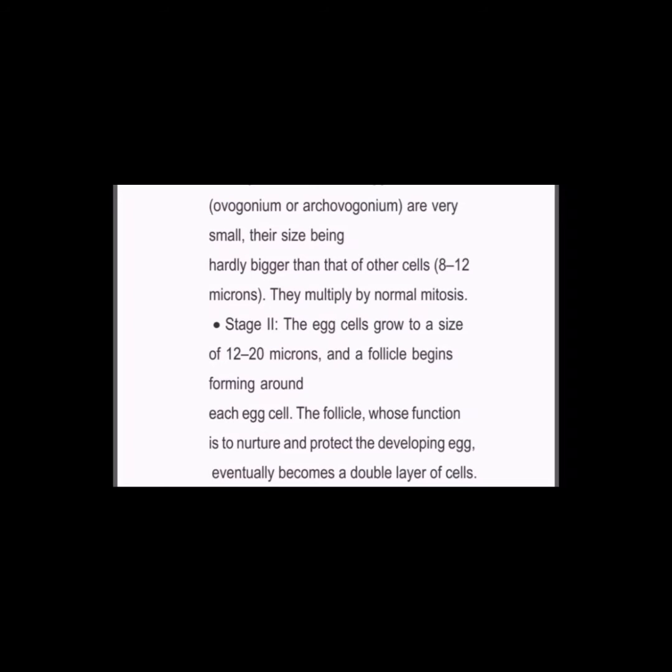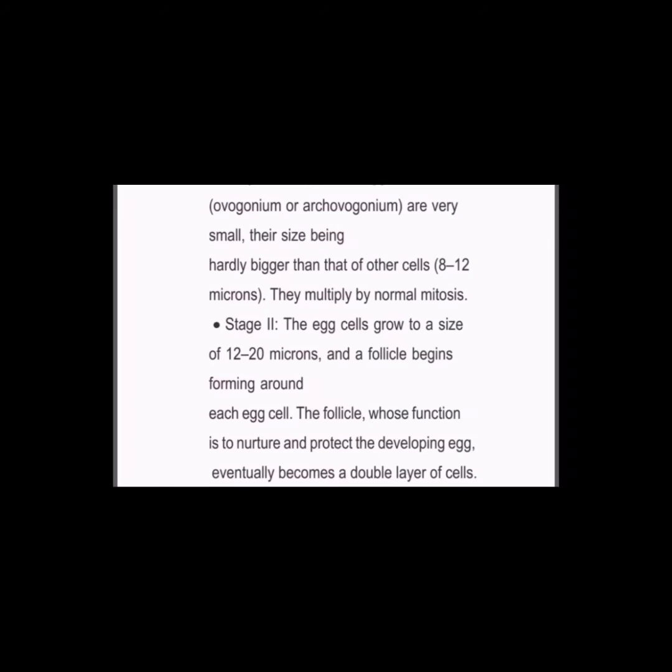This is the stage 1 in which the small their size, 8 to 12 microns lang to siya. So, the stage 2, the cells grow to the size of 12 to 20 microns and the follicles begin forming around each egg cell. So, the stage 2, kung saan nag-increase na yung laki nila to 12 to 20 microns. So, the follicles begin forming around each egg cell. Nagkakaroon na sila ng follicles.